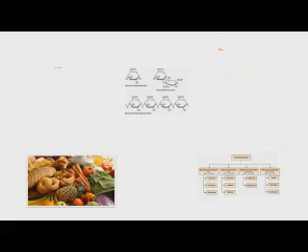Lipids, or fats, are a subgroup of triglycerides. The structure of a lipid is 3 fatty acid molecules and 1 glycerol molecule. This is called a triglyceride, which is an ester. Lipids are amphipathic molecules, as they have a hydrophilic head, which is polar, and a hydrophobic tail, which is non-polar.